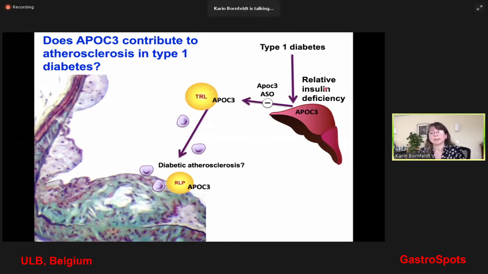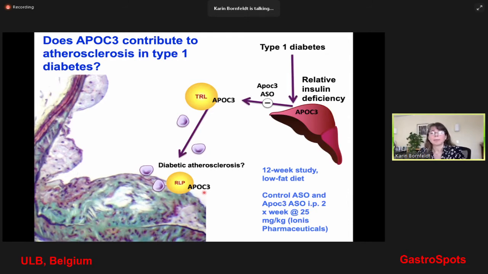So the model we had so far is that in type 1 diabetes, probably because of reduced insulin levels, there's an increased production of ApoC3 from the liver. There are markedly elevated ApoC3 levels in circulation, primarily bound to TRLs. And this might lead to an increased accumulation of these remnant particles in lesions of atherosclerosis. But is ApoC3 driving this cycle? So in order to ask that question, we teamed up with Ionis Pharmaceuticals, who has generated the human antisense oligonucleotide and also has a mouse antisense for ApoC3.